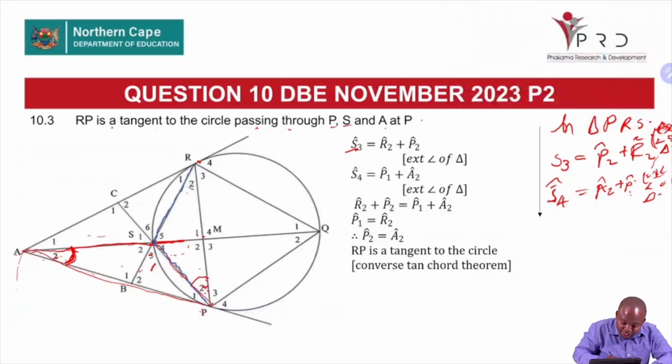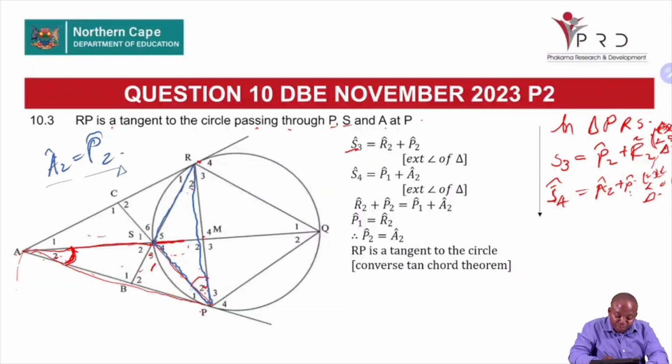Why these two triangles? Because this is the angle that I'm interested in. I'm interested in A2 being equal to P2. Then I'll be able to prove this is a tan-chord. So we can prove the tan-chord using those two. I will just prove those two, and this is extending to that line. That's why I'm saying S3, which is this, is equal to R2 plus P2. Why? Exterior angle of a triangle.